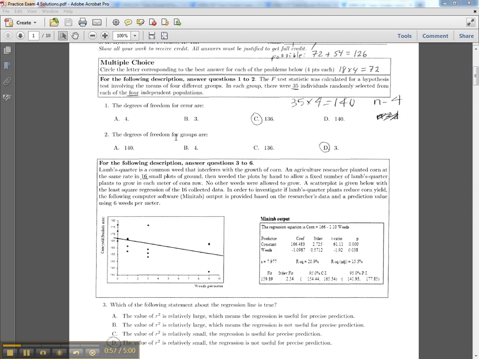The degrees of freedom for group, you calculate that by counting the amount of groups that you have, and it's 4 again, and subtracting 1. So 4 minus 1 is 3. So pretty basic. You should know this by now.